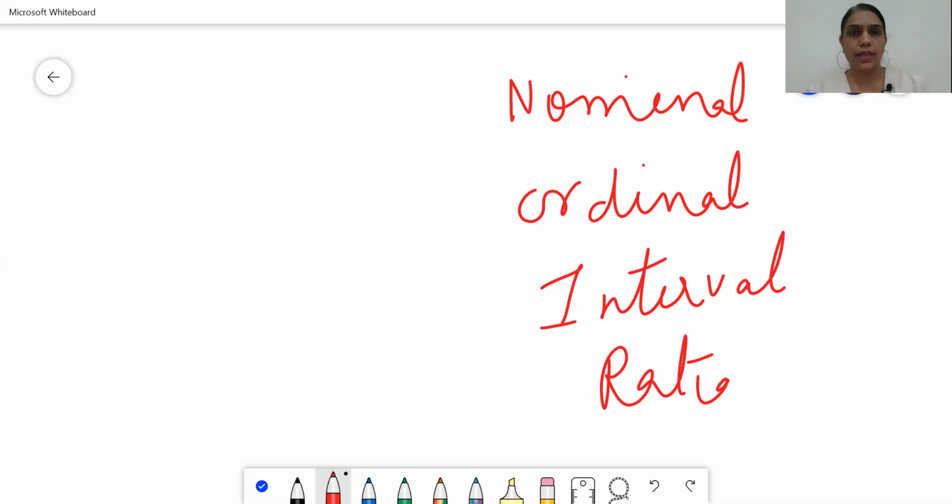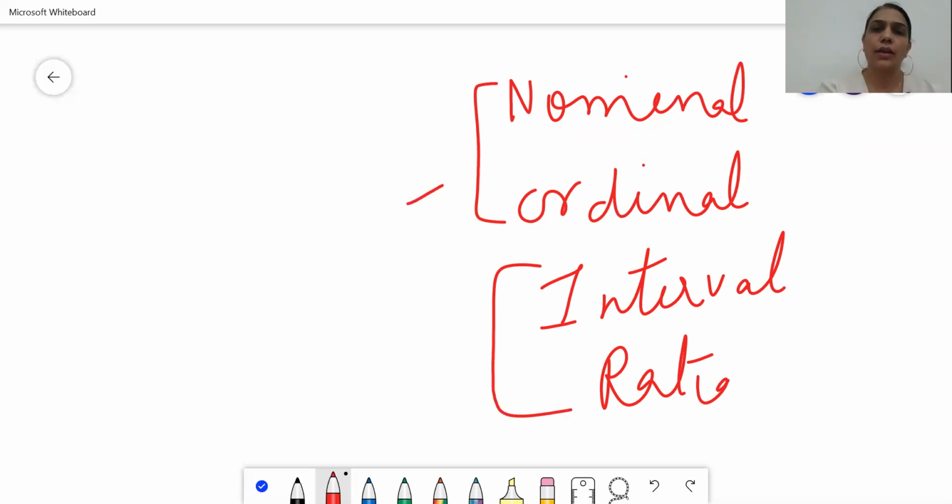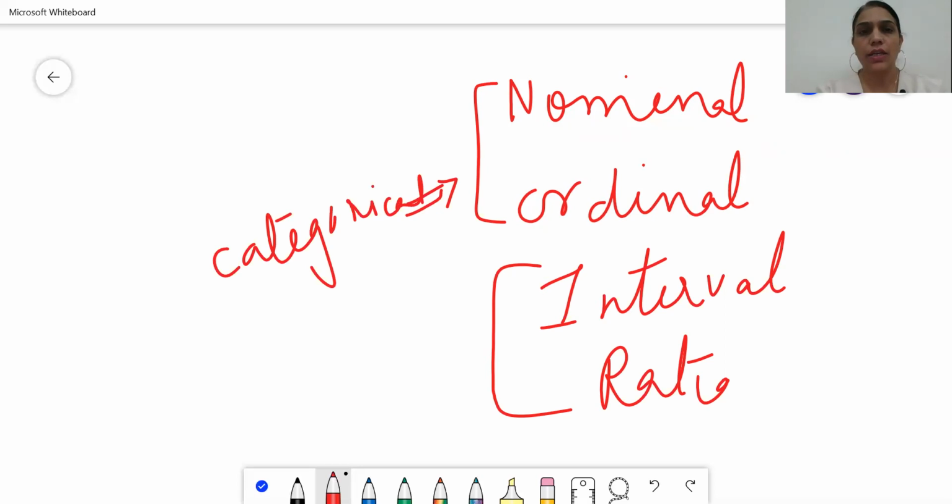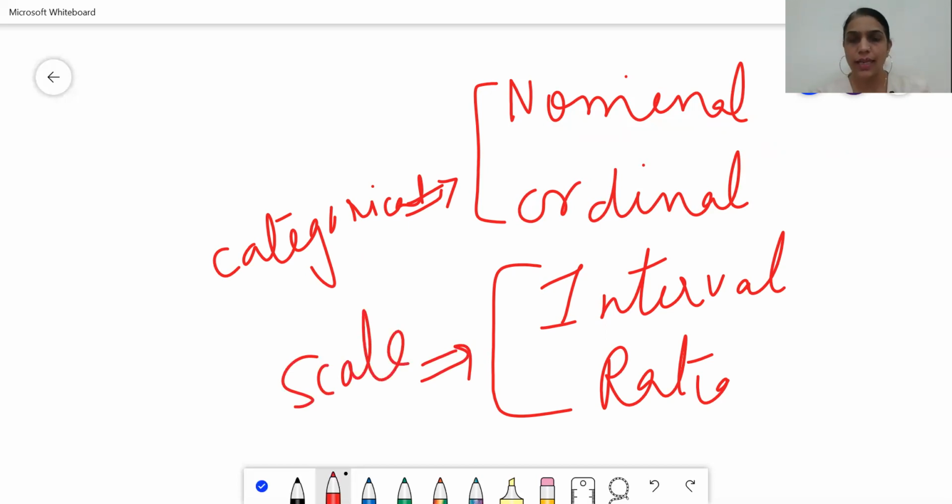Now, nominal, ordinal, interval, and ratio, these measurement scales are used for quantifying the data. Nominal and ordinal combined, I can give one name, and interval and ratio another. Clear? So nominal and ordinal combined, I can say it is a categorical question. Interval and ratio combined, I can call a scale question. Categorical and scale question. You can also say qualitative and quantitative, or non-metric and metric data. Clear? That way also you can write.